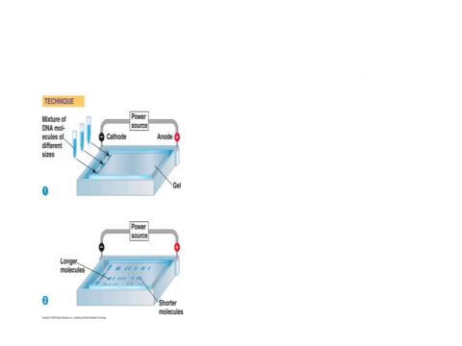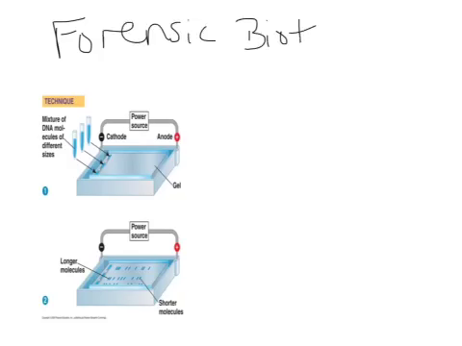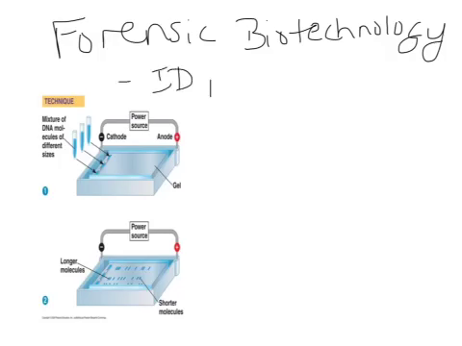The last technique we're going to look at is more of a lump of a couple of techniques: forensic biotechnology. These are things that can identify people from DNA samples, identify criminals, identify disaster victims, and determine biological parents. So forensic biotechnologies are used basically to ID people or organisms from a sample.